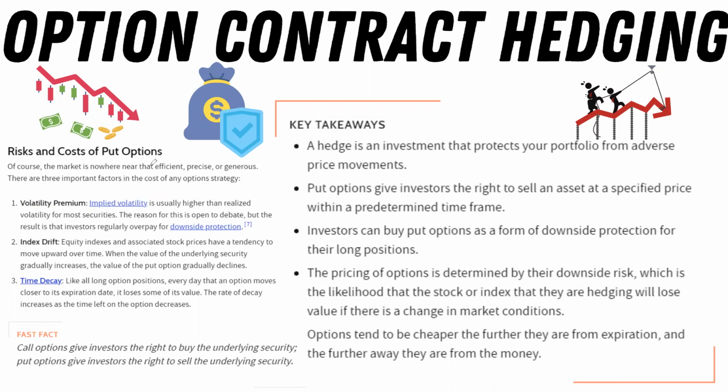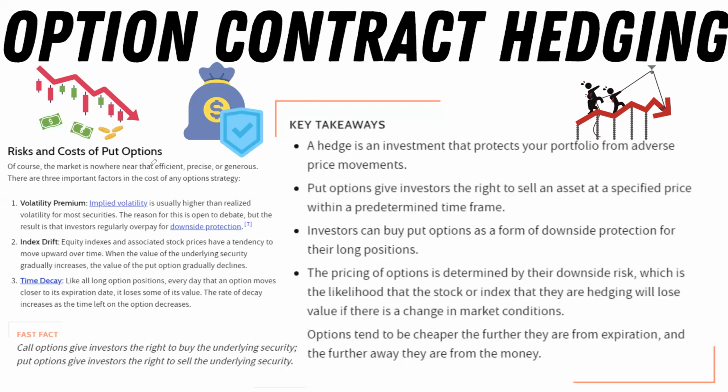Number two is going to be the index drift. Equity indexes and associated stock prices have a tendency to move upward over time. When the value of the underlying security gradually increases, the value of the put option gradually declines. But if you're using this as a hedge, you kind of want the value of the put option to gradually decline, and you want your portfolio to keep gradually increasing.